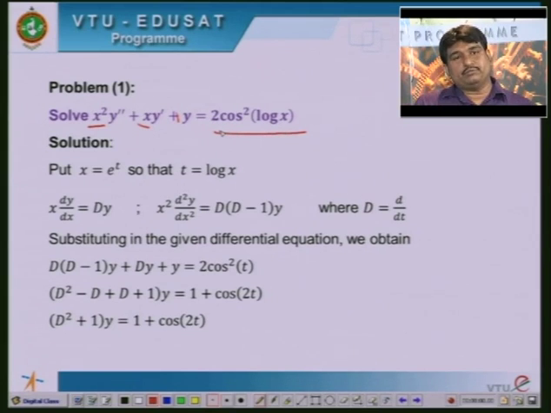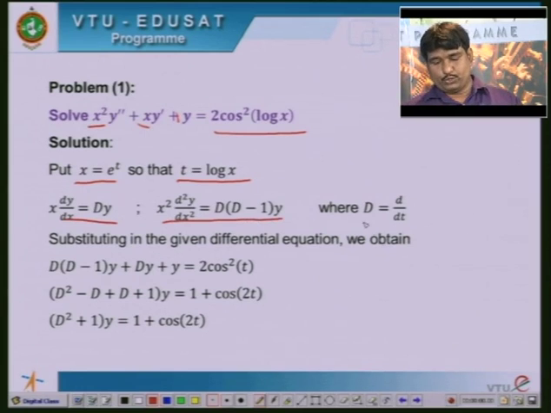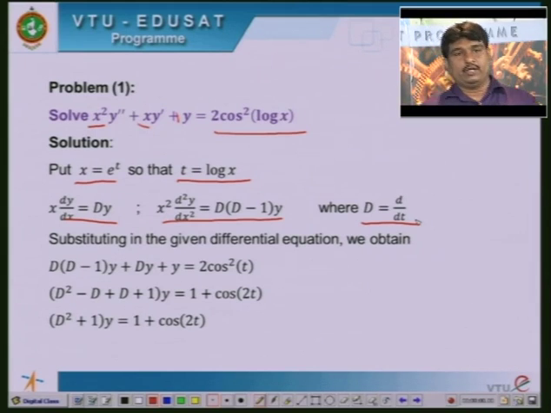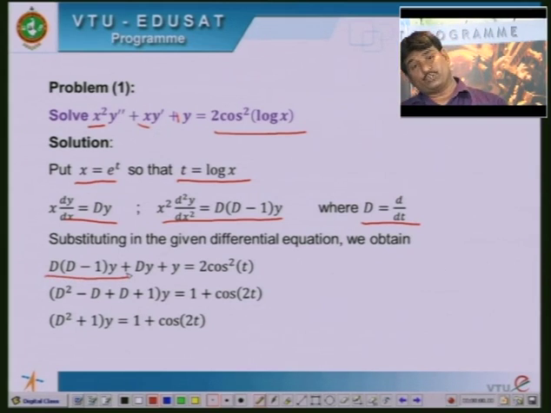I will reduce it to equation with constant coefficients using the substitution x equals e to the power of t. So, that t is log x, x dy by dx is dy, x square d square y by dx square is d into d minus 1 into y, where as usual d is d by dt. If I substitute all these things in the given equation, I obtain d into d minus 1 into y plus dy plus y equals 2 cos square t.